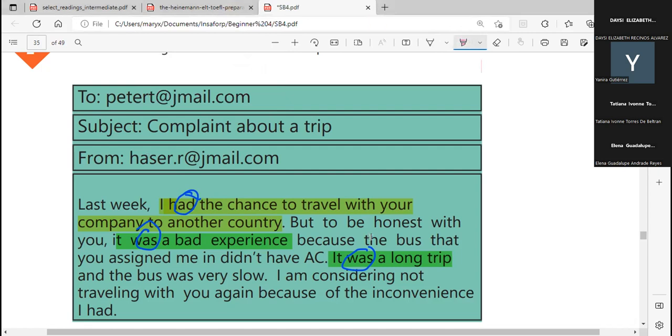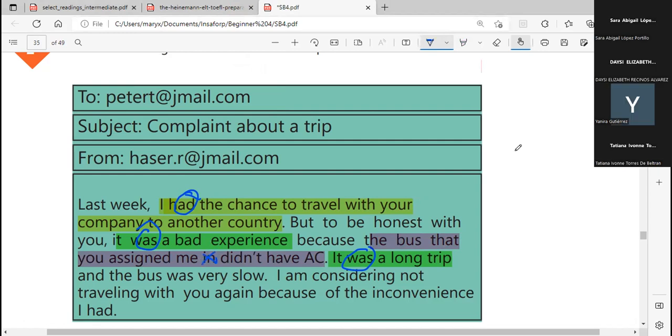Exactly, right? The bus that you assigned didn't have AC. Okay, but you need to try to read, okay? Don't worry. Now, this one is correct, assign, very good. Now, please delete this word because it's not correct. You assign me, didn't have AC.